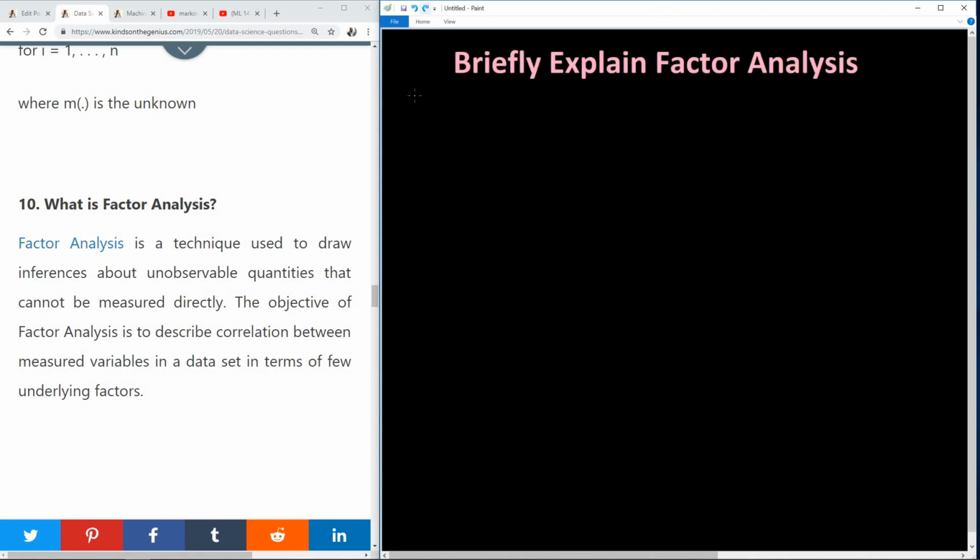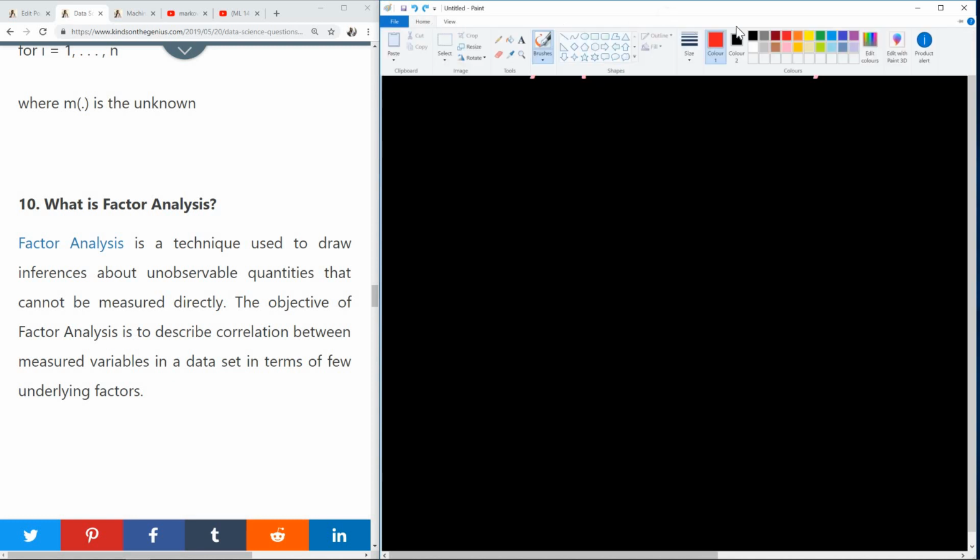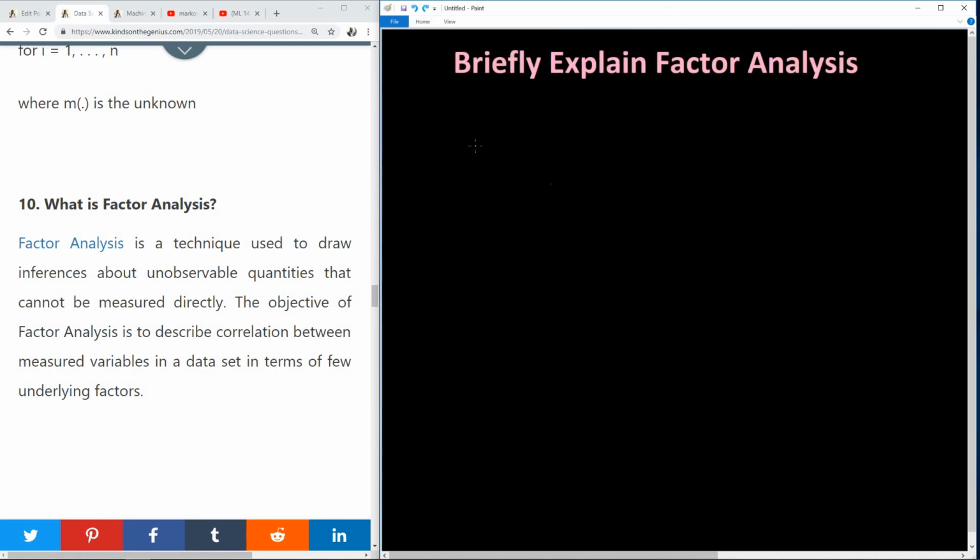Okay, great. What is factor analysis? Factor analysis is a technique used to draw inferences about unobservable quantities that cannot be measured directly. The objective of factor analysis is to describe correlation between measured variables in a data set in terms of a few underlying factors. The easiest way to understand factor analysis is to take an example.